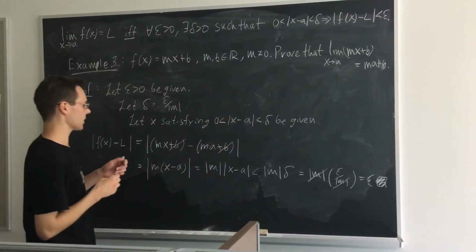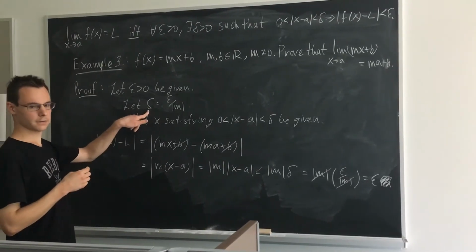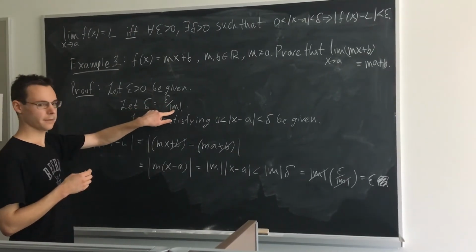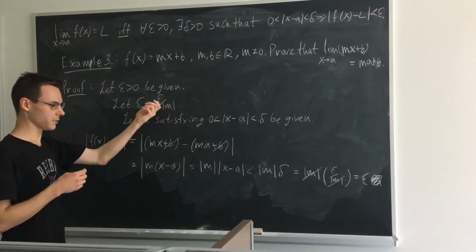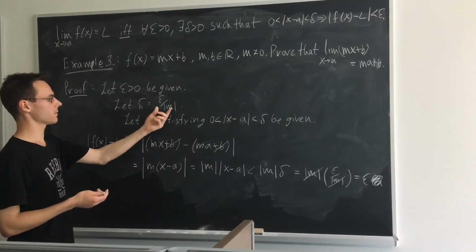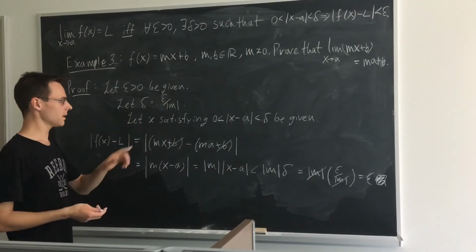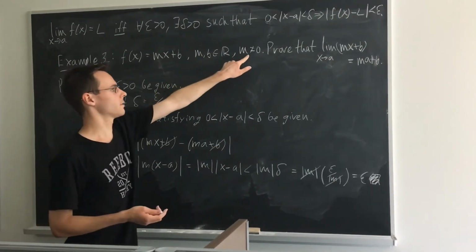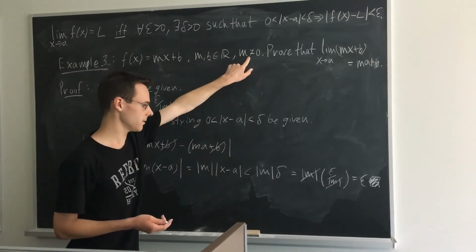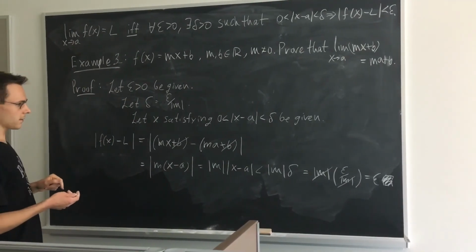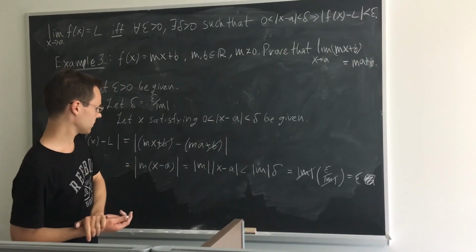Now just make sure we didn't make any mistakes. Delta should be positive, epsilon is positive, and m is also positive if you take the absolute value, of course. m itself could be negative, but absolute value of m is positive, and non-zero by that stipulation. Okay? And the rest of the proof works, as you can see.